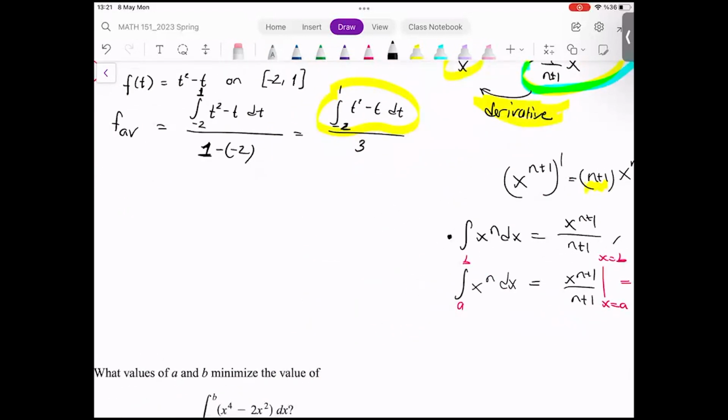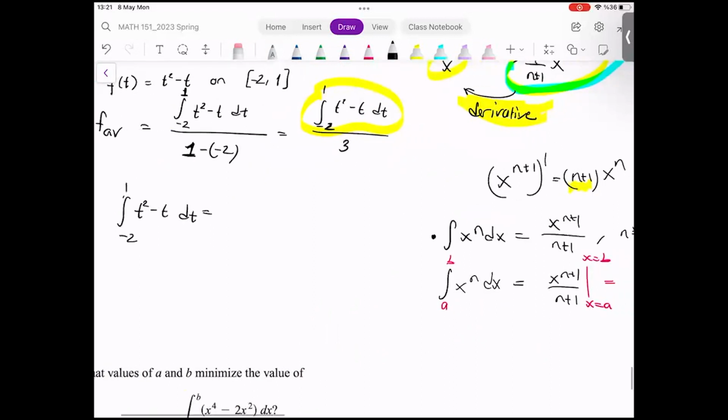What we were trying to compute here is this definite integral from minus 2 to 1 of t squared minus t dt. Okay, use your rule. Add 1 to the power, divide by the same power. This is the antiderivative of t squared. Again, add 1 to the power, divide by the same power. The antiderivative of t is t squared over 2. We have boundaries. Be careful. You need to put them here, from t equals minus 2 to t equals 1.